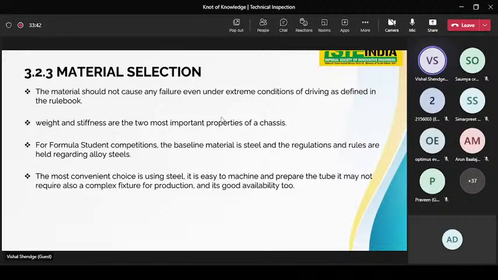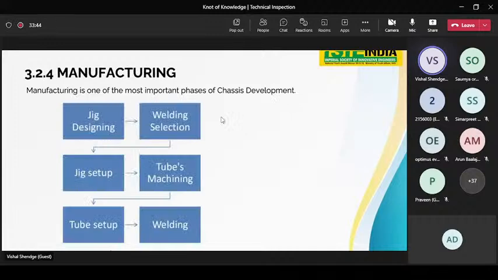Manufacturing is one of the most important phases of chassis development. First, jig designing, then welding selection, jig setup, then tube machining, tube setup, and welding. In fixtures, maximizing accuracy and efficiency is the key concern for manufacturing.